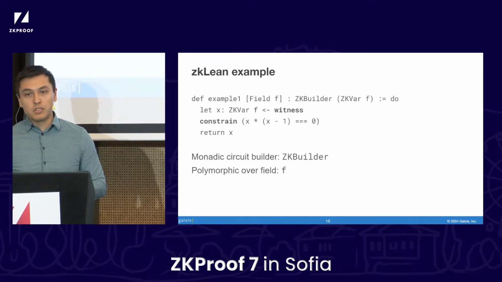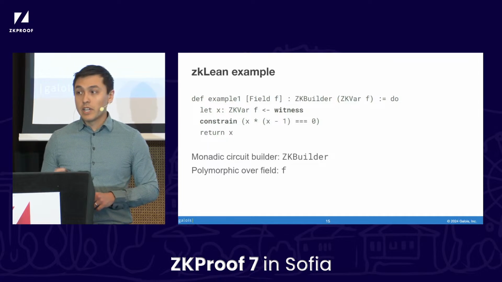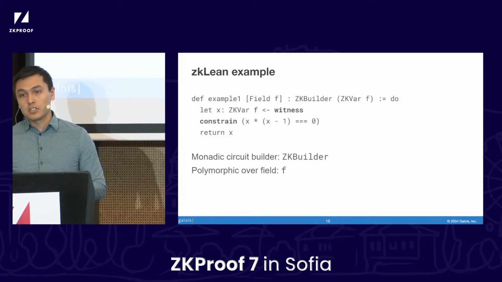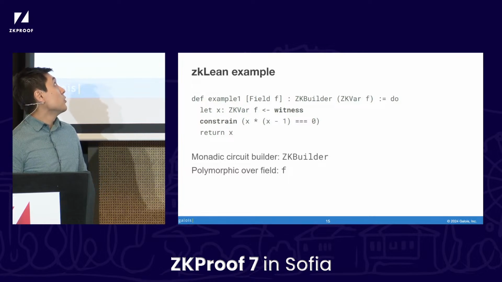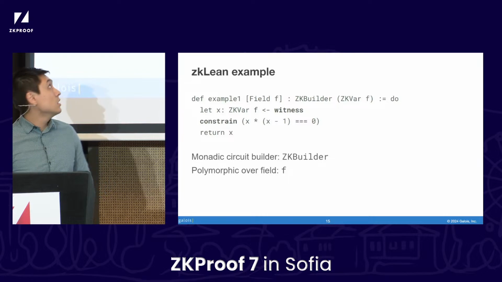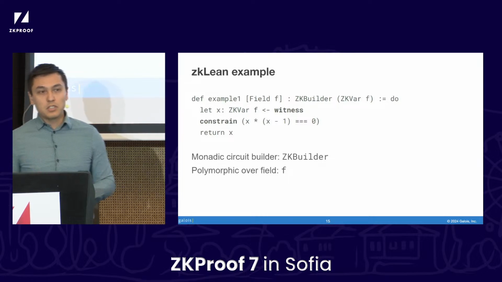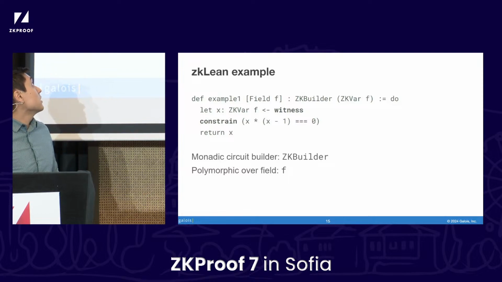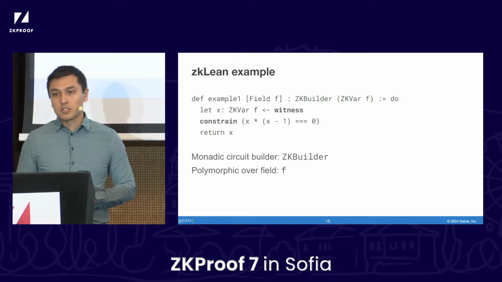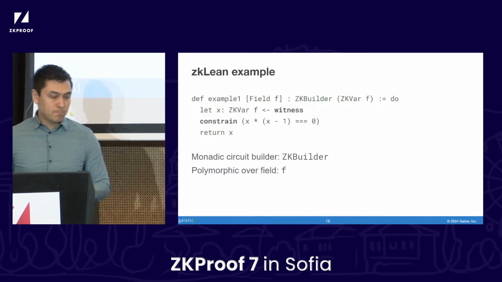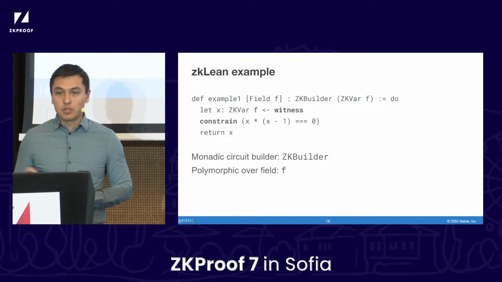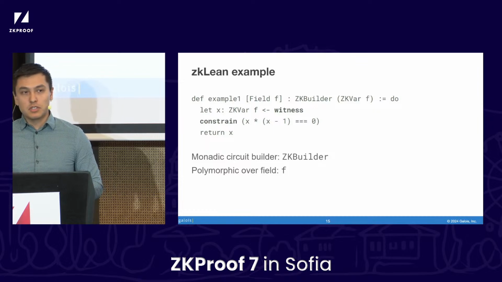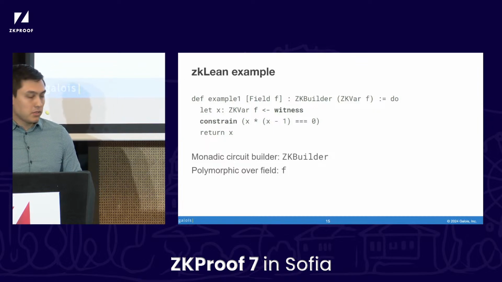Here's a little example of what the language looks like. It's a monadic language. You have this builder monad that allows you to construct your circuits. You can witness new field elements. So now this is a field element in the circuit. And then you can add constraints. It's pretty basic here. You're just asserting that x is either 0 or 1, right? And then one nice thing is it's polymorphic over the field, so whatever field you choose, it works for that.